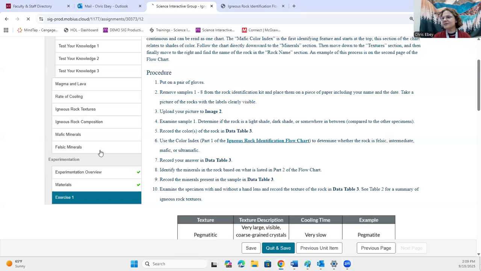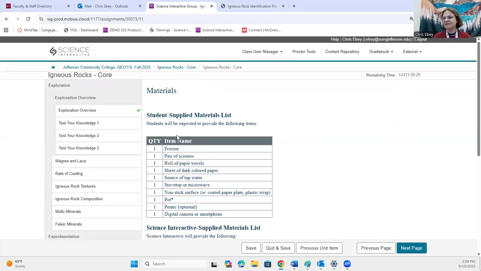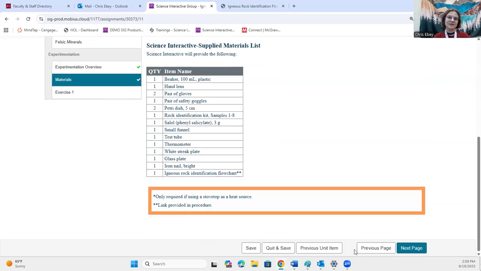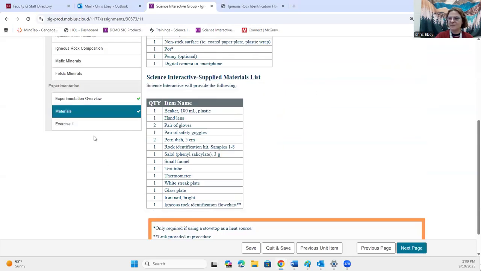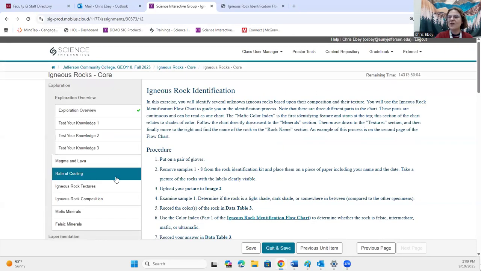If we go to the materials list, we can see that you've got to have this huge pile of materials. You do not need that pile of materials for this exercise. There used to be another exercise attached to it, and they kept the materials list by accident. For the exercise itself, all you really need is the rock kit.